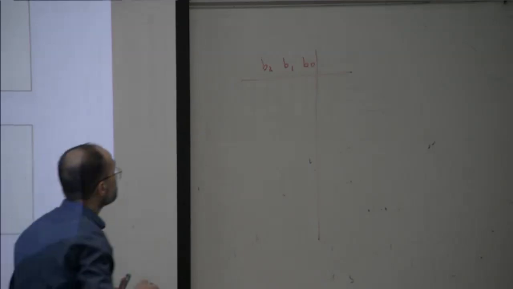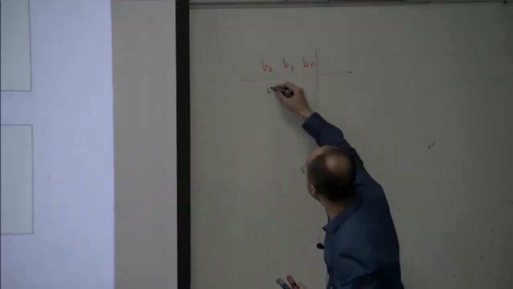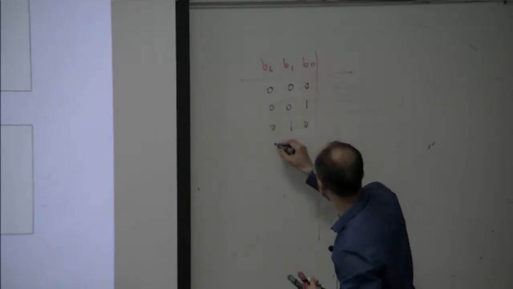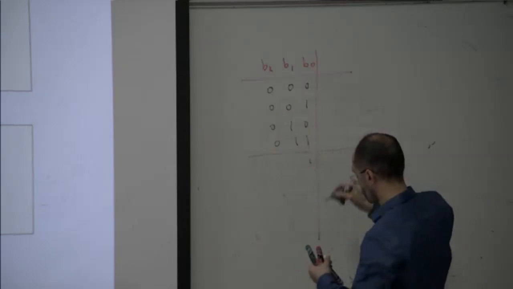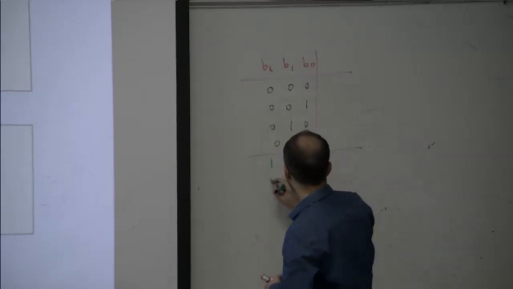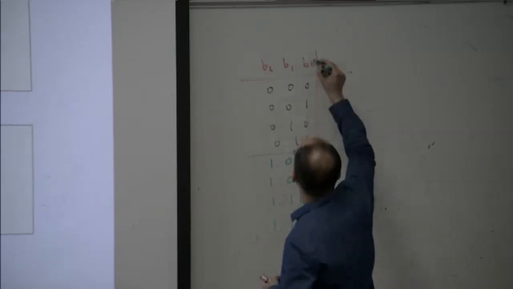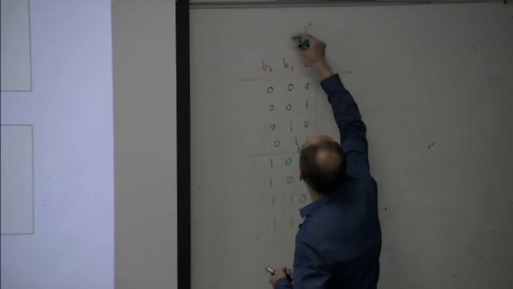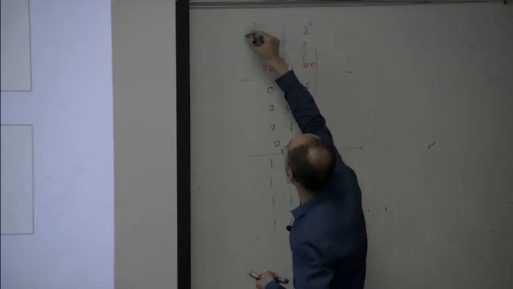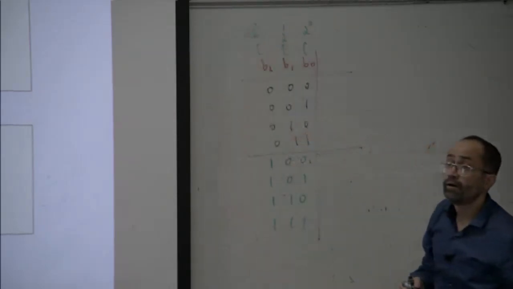So what are the different possible values of this 3-bit number? 000, 001, 010, 011, and then 100, 101, 110, 111. Its weight is 2 to the power 0, then 2 to the power 1, and its weight is 2 to the power 2, and minus.